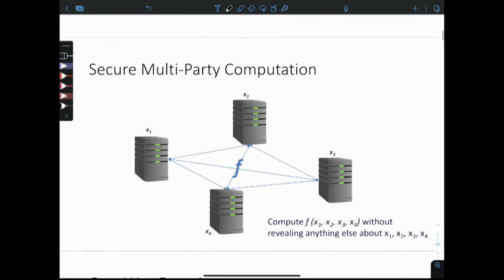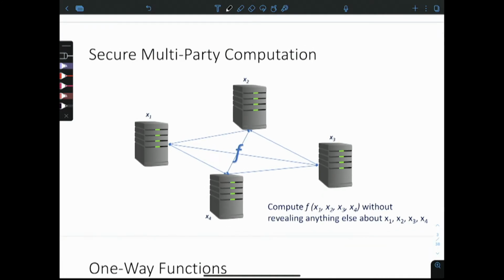The topic of this first part is going to be secure computation. Here, the goal is simple. You have a bunch of parties that each have private inputs. In this case, you have a bunch of servers. They have inputs x1, x2, x3, x4. These could be entire databases. And these parties would like to compute a public function of these private inputs without revealing their private inputs to each other.